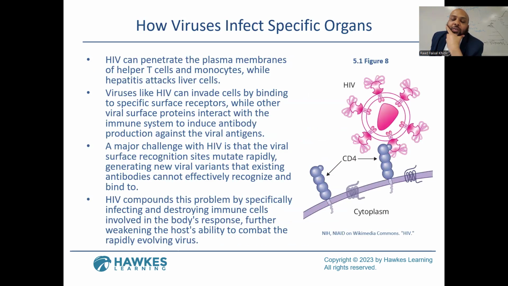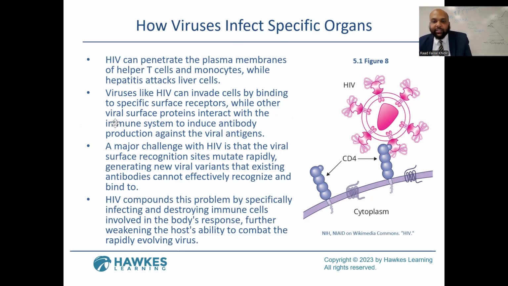So now, how do viruses infect specific cells? HIV can penetrate the plasma membranes of helper T cells and monocytes, while hepatitis attacks the liver cells. That's very interesting. But either way, whether you're attacking a monocyte, a T cell, or a liver cell, you must be able to bind to the plasma membrane and become endocytosed.